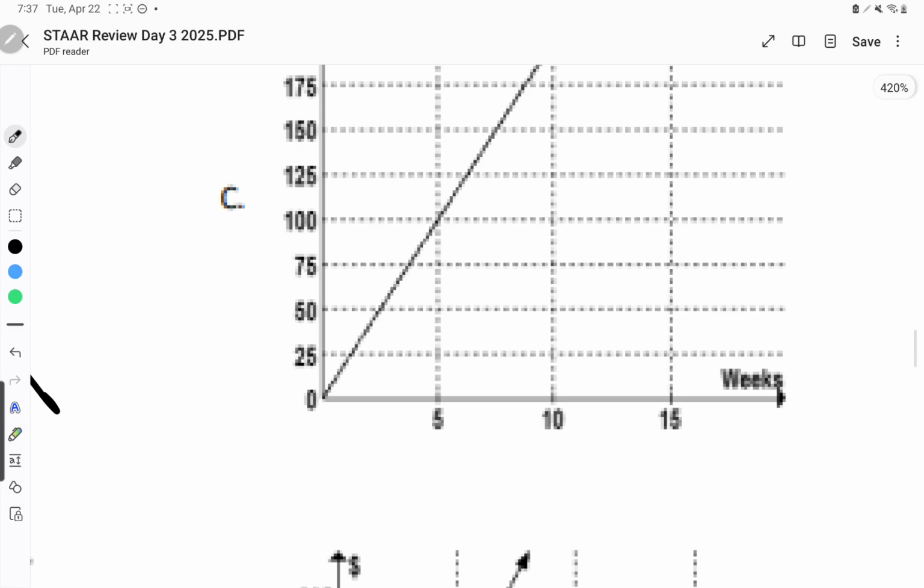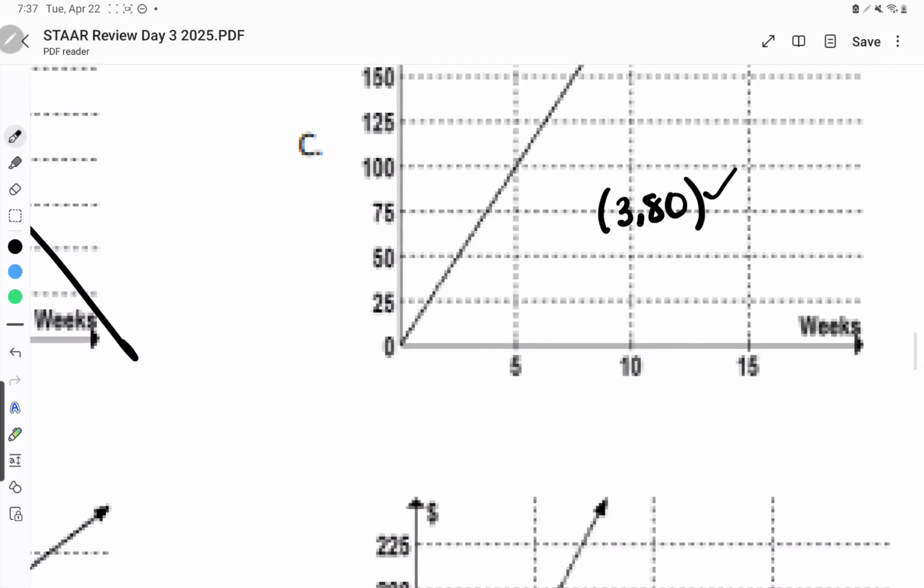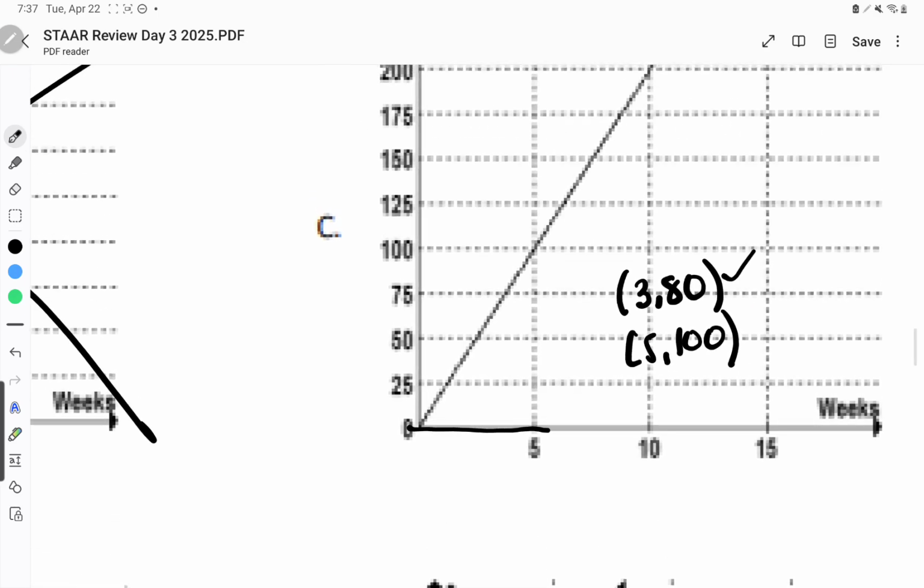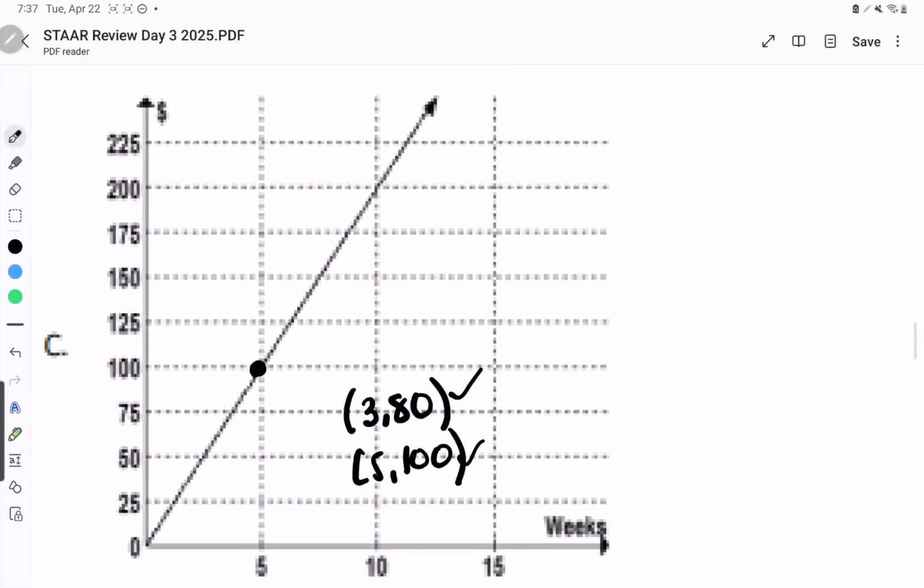We go over to this one, and once again, we're trying to find 3, 80. So I go over to 3, and then I would go up. Hey, that could be about 80 right there. So 3, 80 is good. Next point I'm trying to find is 5, 100. So I go over to 5, and then I go up to 100, and oh, there's a point right there. So that one's good. And then I have 9, 140.